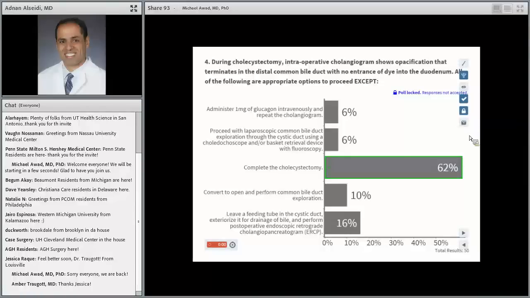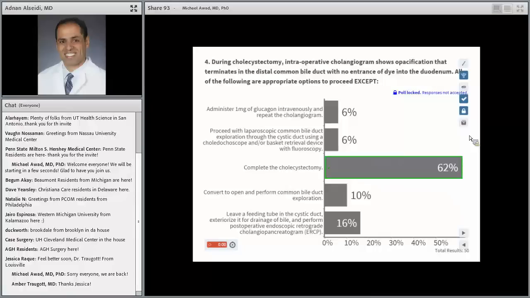Okay, so C is correct. Remember, this is an except question, so you do not want to complete the cholecystectomy. In general, you do not continue with the cholecystectomy if you have an abnormal intraoperative cholangiogram. In this case, it's abnormal because you don't have flow into the duodenum, so you have to assume that there may be common bile duct stones, but you also don't know if you have any abnormal anatomy. You don't have a complete cholangiogram, and in general you don't want to proceed. All the other ones are correct depending on where you are.